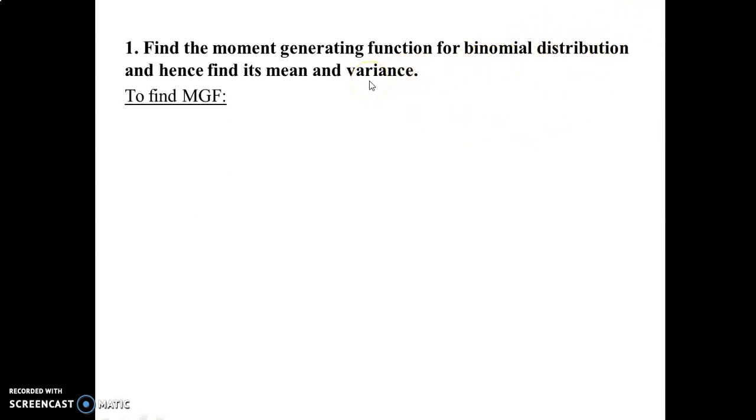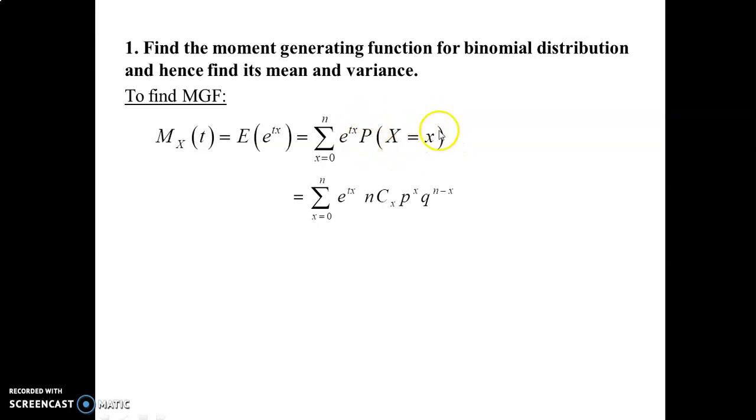Now find the MGF. The formula is M_X(t) = E[e^(tx)] = summation. Because the binomial distribution is a discrete model, we sum over x = 0 to n of e^(tx) into p(x). The probability mass function of the binomial distribution is nCx p^x q^(n-x). So e^(tx) is contained in the expectation of e^(tx), written as e^(tx) into p(x).